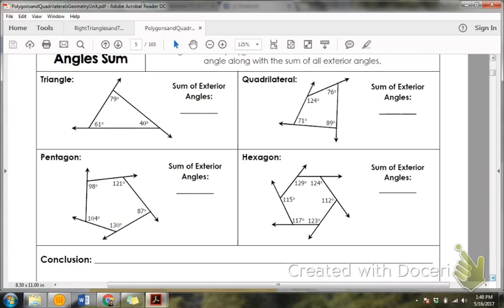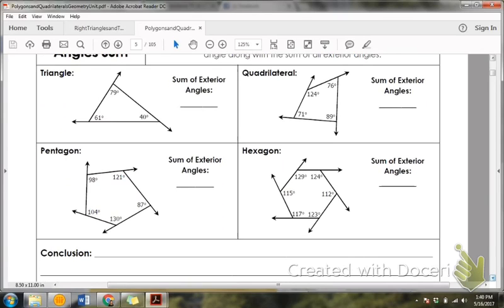What do we know about these two things right here? Hang on. What do I know about these two? They're 180, right? And if I already have 79, how can I figure out how much that one is up at the top? What could we do? Subtract from 180. Okay, let's do that. Let's do that all the way around.